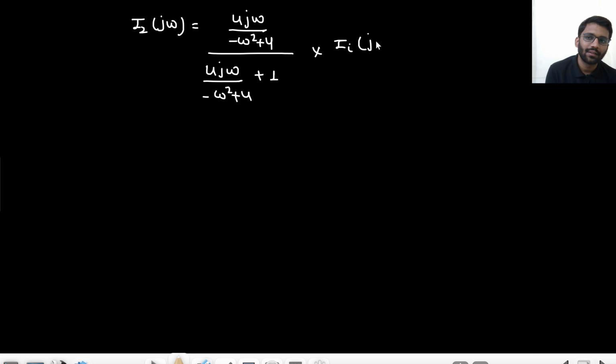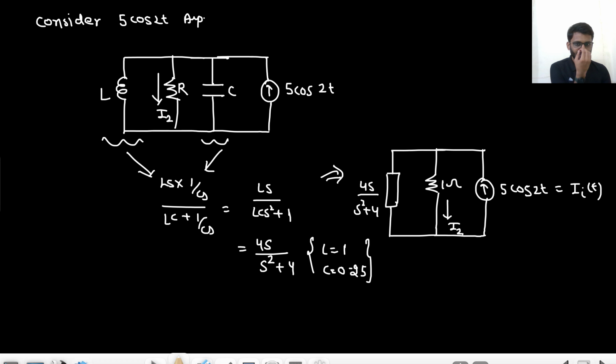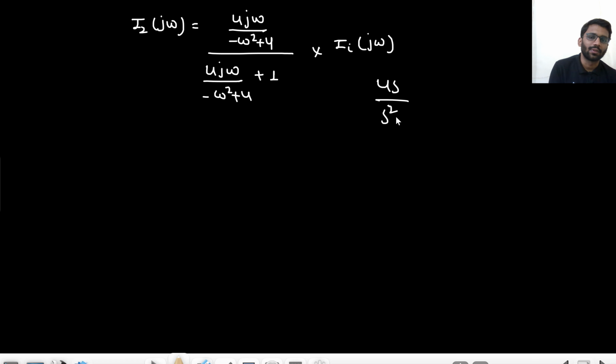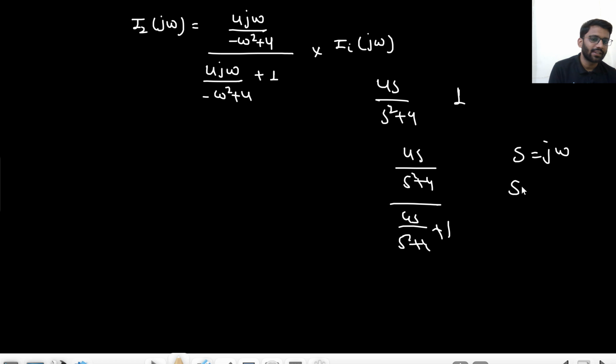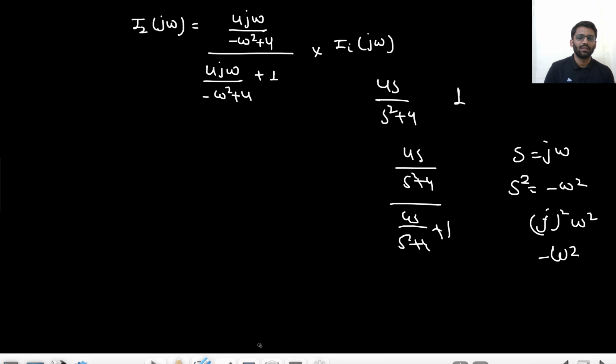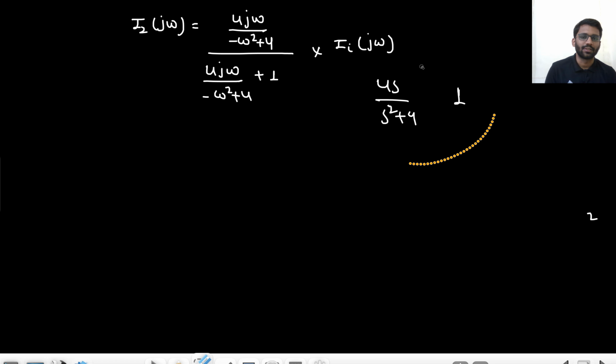How did I write it? This impedance is 4s upon s square plus 4, and the other one is 1 ohm. You have to divide in inverse proportion. How will you divide? 4s upon s square plus 4, upon 4s upon s square plus 4, plus 1. Replace s with j omega. If you replace s with j omega, s square will be replaced with minus omega square, because j square is minus 1. So that's how I divided it in inverse proportion.